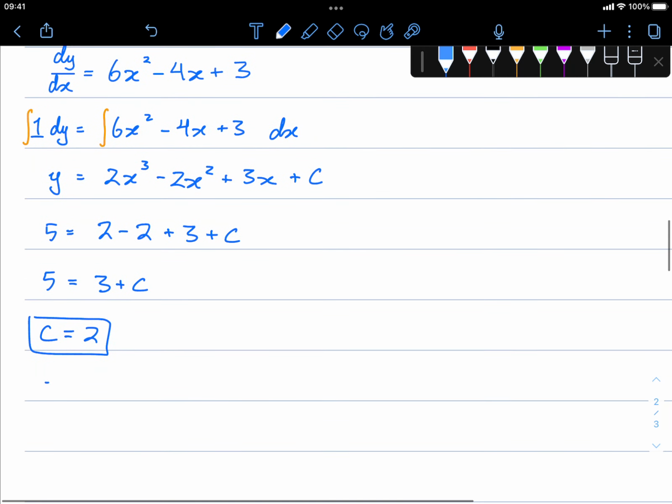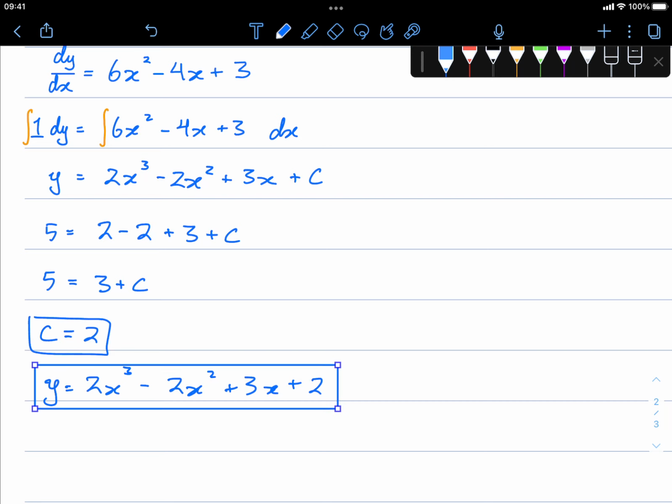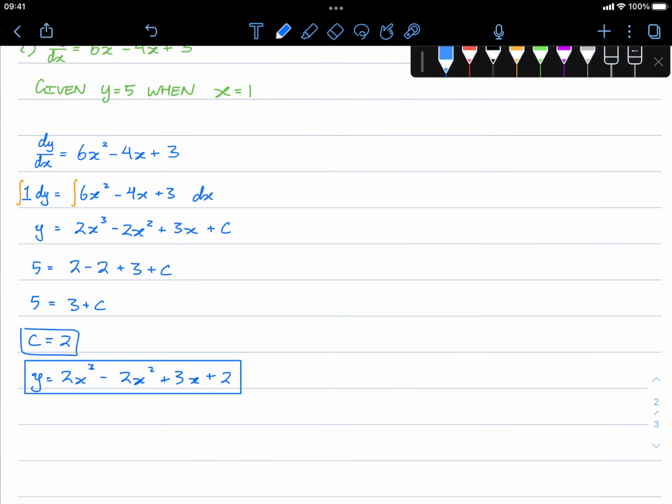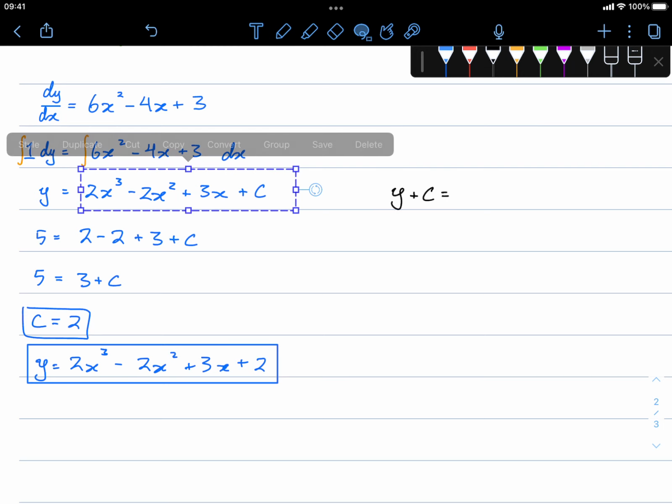So our more accurate result is 2x cubed minus 2x squared plus 3x plus 2. There we have it. Now let's just say, this is just for demonstration now, let's say that we place c on the y side instead. So we get y plus c equals all of this.